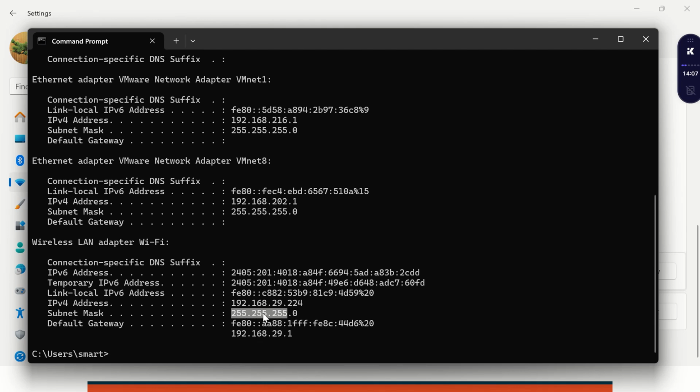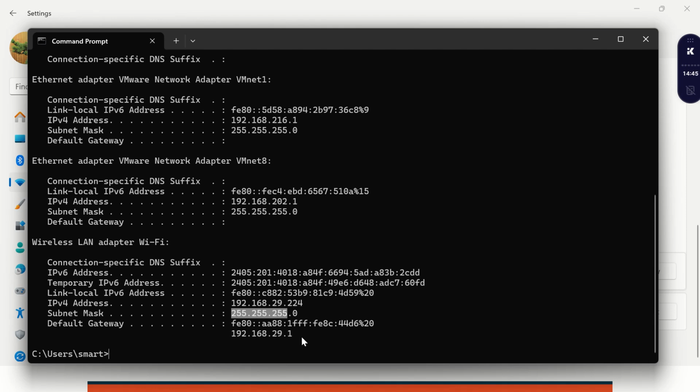So 3 octets, 255, 255, and 255. That means in those 3 octets, you cannot change anything. And the last octet 0 represents that you can change this value completely. That's my default gateway. So the default gateway also has the same subnet mask. These 3 octets are all the same, but the last part is changeable. So my IP address is different from the router's IP address, identifiable by the last part. My address ends in 224 and the router's is .1.